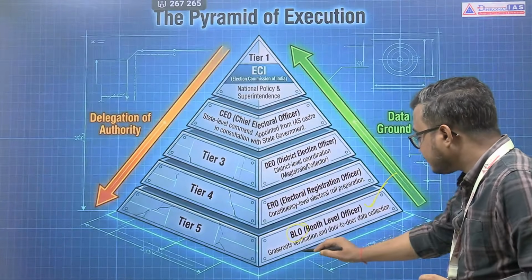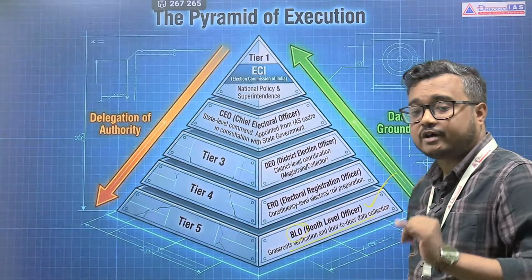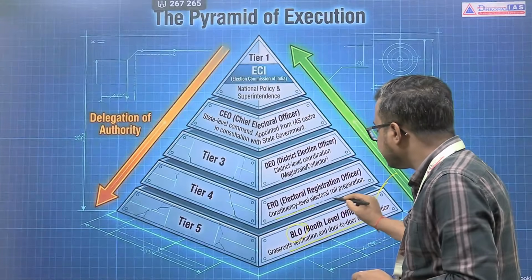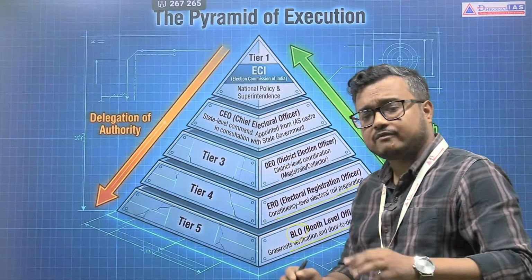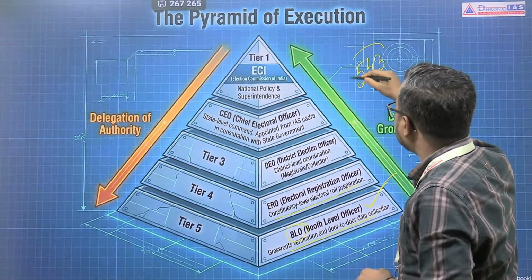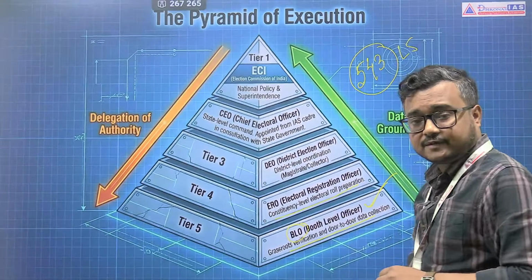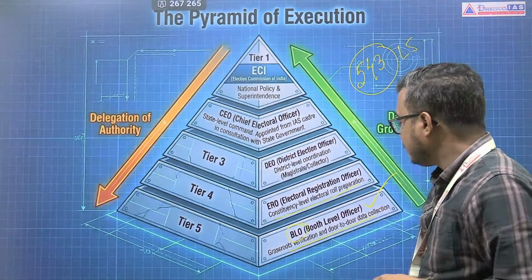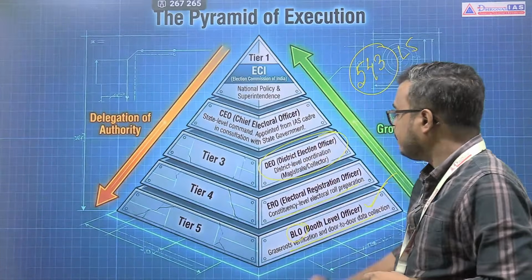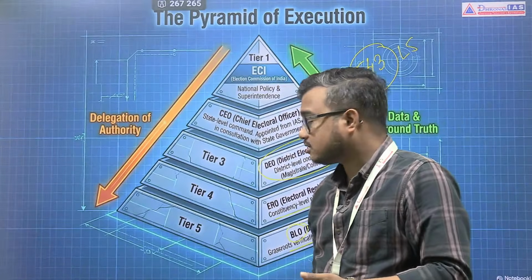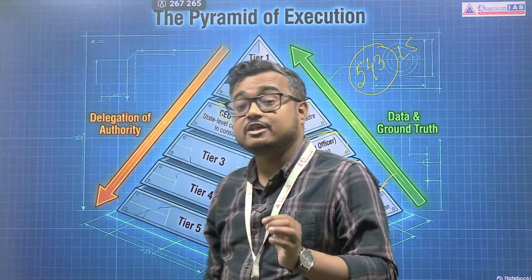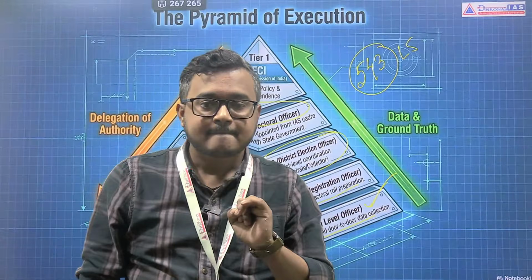So obviously, the BLO is for the grassroots verification. Then we have an ERO, that is constituency level electoral. Constituency level, for example, the entire India is divided into 543 Lok Sabha constituencies. So for a constituency level, we have an ERO. Then we have a DO, that is district level coordination. And then we have a CEO, that is Chief Electoral Officer for a state, right?